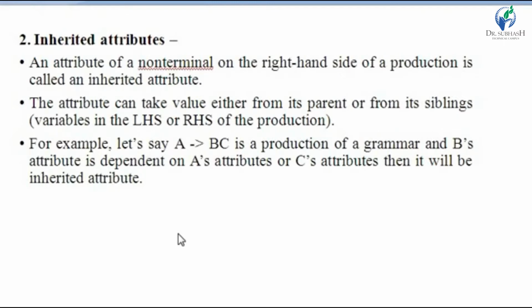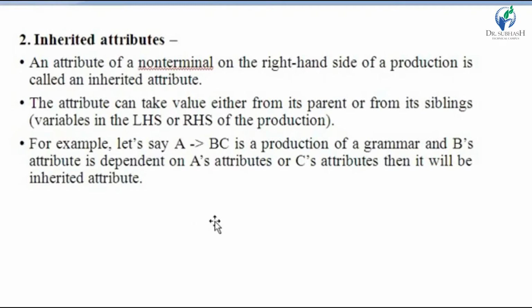Sometimes in your exam, questions are asked like differentiate synthesized attribute and inherited attribute, or synthesized attribute versus inherited attribute. So what is synthesized attribute? Explain with example, or write a syntax directed definition for desk calculator. The value of a synthesized attribute at a node can be computed from the value of attributes at the children of that node in the parse tree.